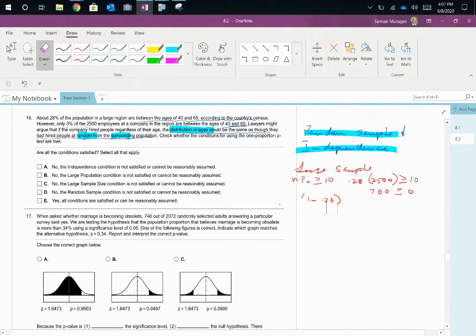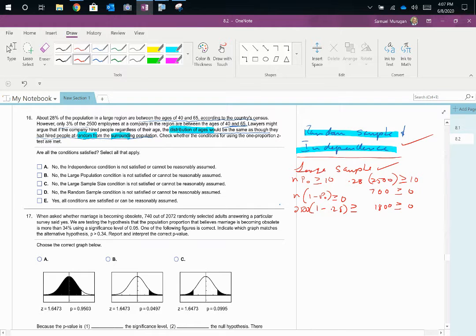Okay, let's write that out properly. n times 1 minus P0 greater than 10. So this is n times 1 minus 0.28 greater than 10. And I put that into the calculator. This is 2,500. So 2,500 times 1 minus 0.28 gives me 1,800, which is a number that's greater than 10. So the large sample condition is met also.